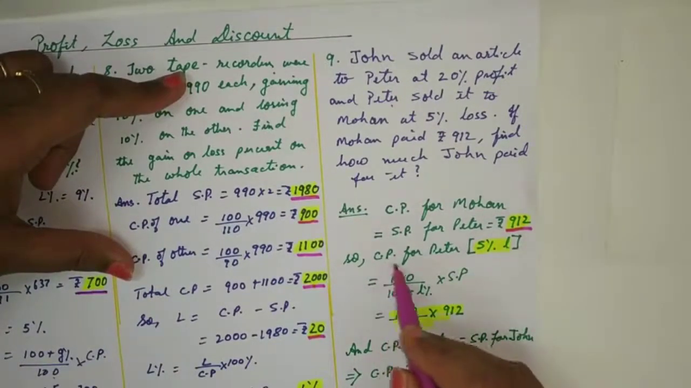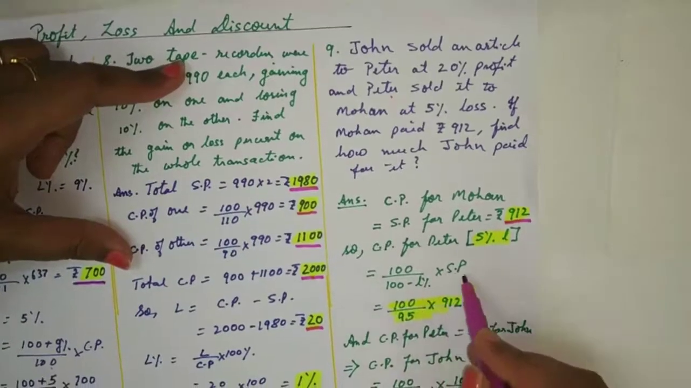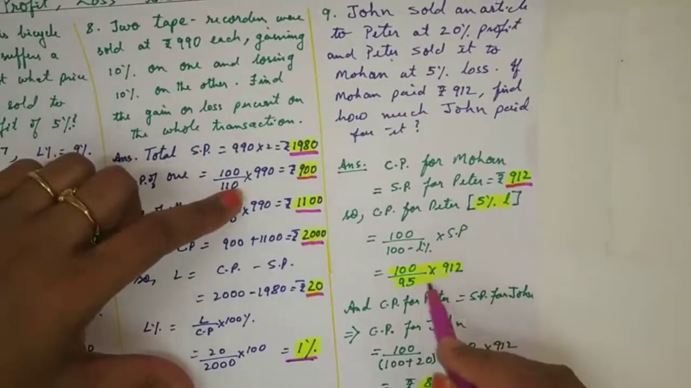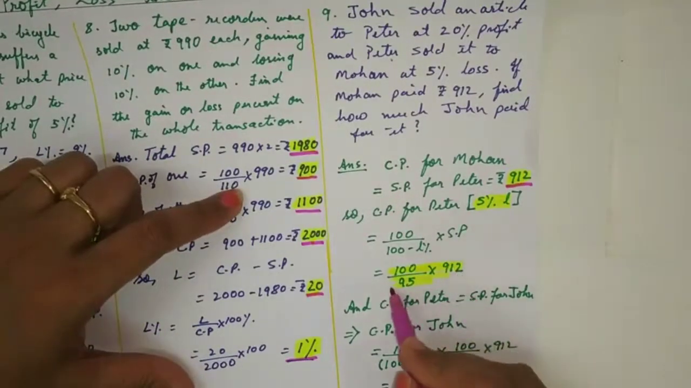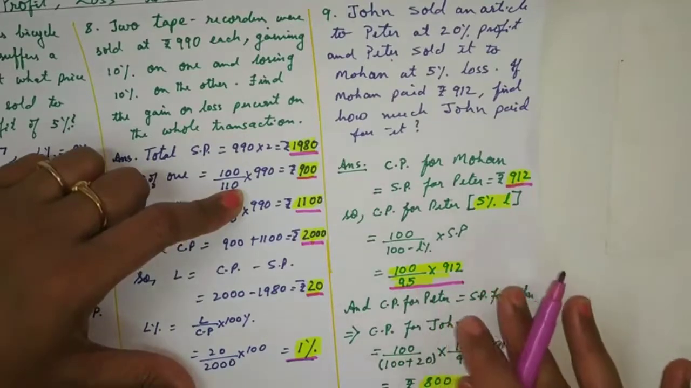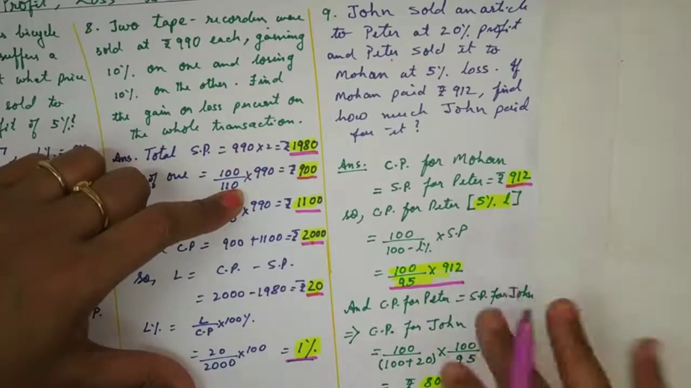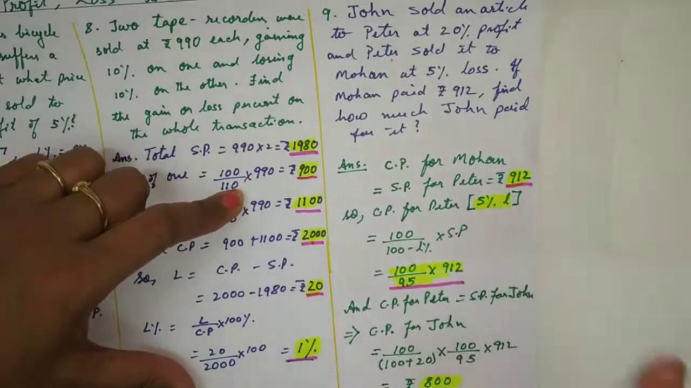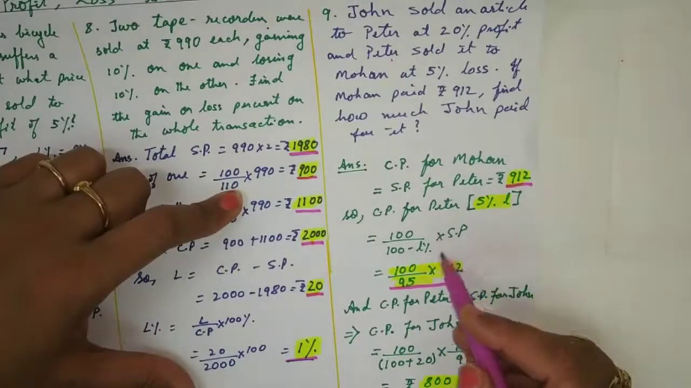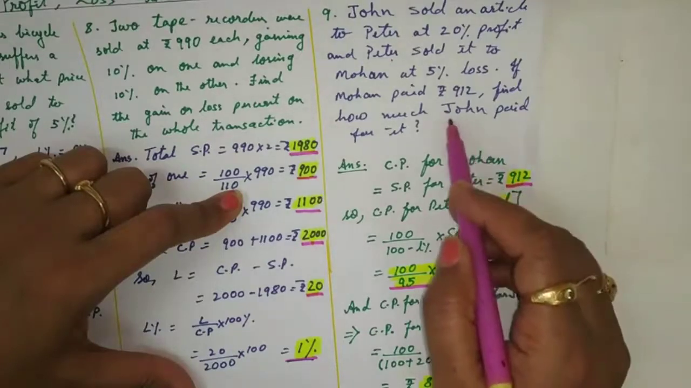So the cost price for Peter should be 100 by 100 minus loss percent into SP. That is 100 by 95 into 912. We have put it in this form of product because we don't need the answer exactly. You may calculate, cancel and give the exact answer, but you may not, because the question is not demanding how much is the cost price of Peter or how much is the selling price of John. The question is asking the cost price of John.